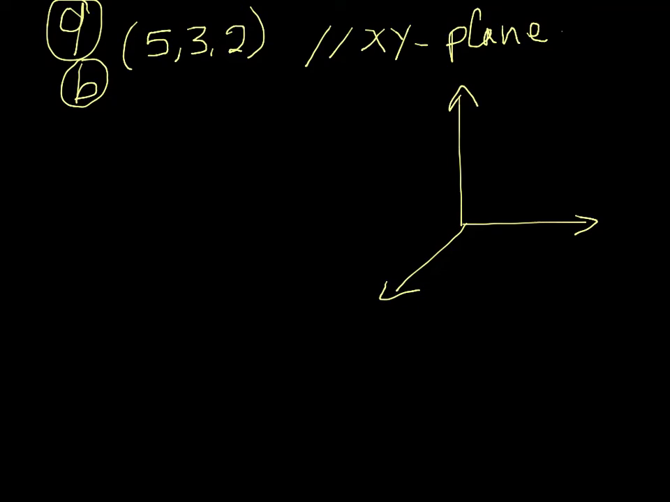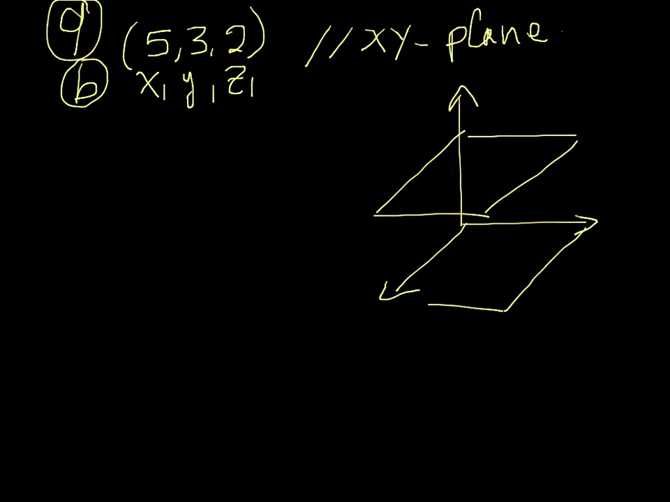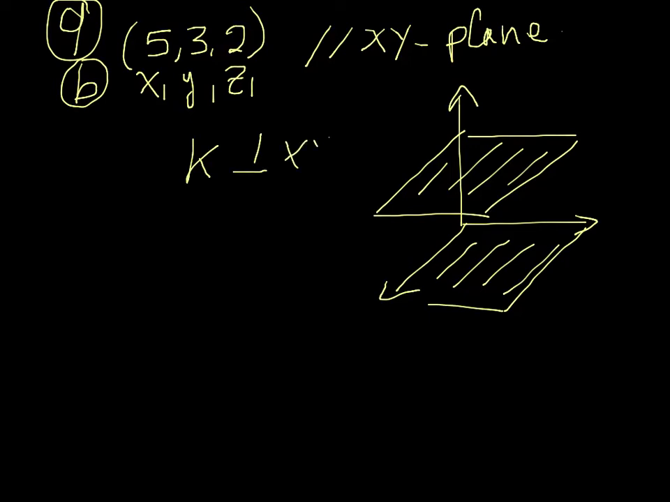9b. We need to write an equation of a plane that goes through the point x1, y1, z1. It's parallel to the xy plane. This is the xy plane. If you want to see the visual, maybe you should think of a plane that is parallel to the xy plane. Now, a vector perpendicular to it is k. K is perpendicular to the xy plane.